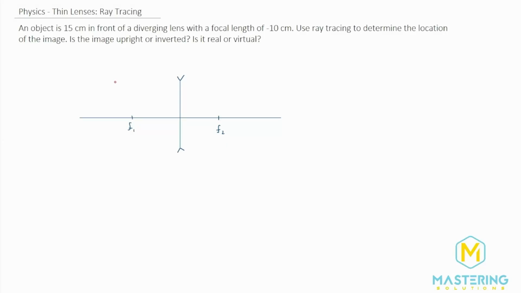Welcome to Mastering Solutions. I've gone ahead and drawn a diagram of what's going on so we can do our ray tracing. This is how you represent a diverging lens, this kind of inverted arrow thing here. We have our two focal points, and they tell us that we have an object 15 centimeters in front of it, and our focal lengths are 10 centimeters. So we have 10 here, 10 here, and then our object is going to be just a little bit more, about a third out. So I'll say about like this.